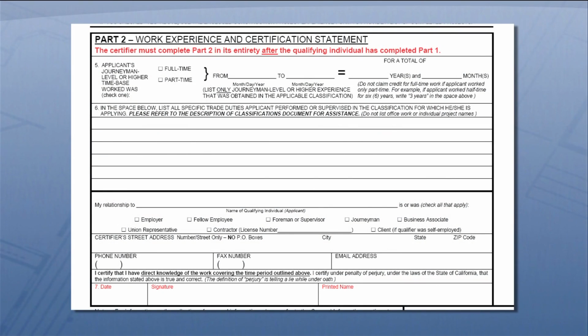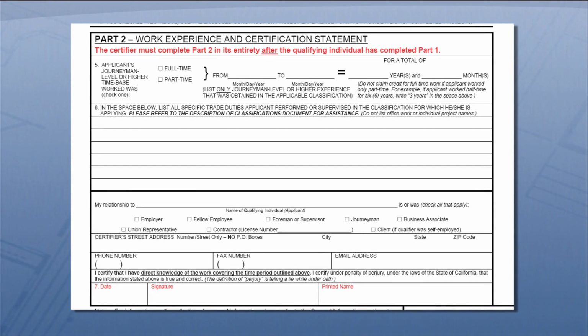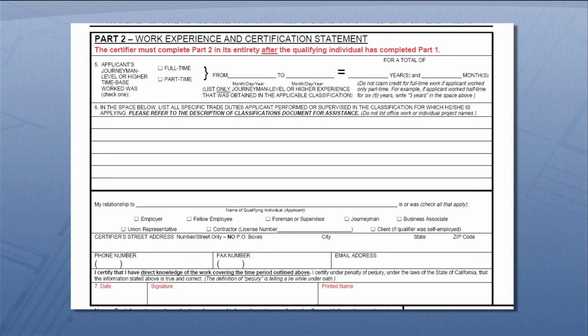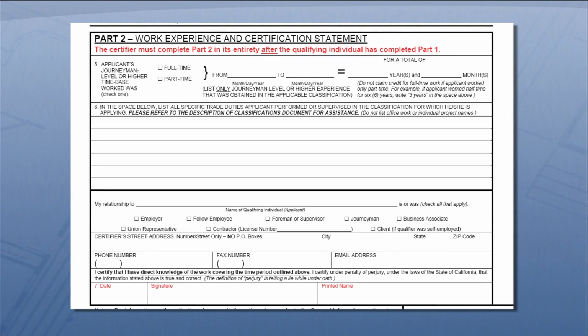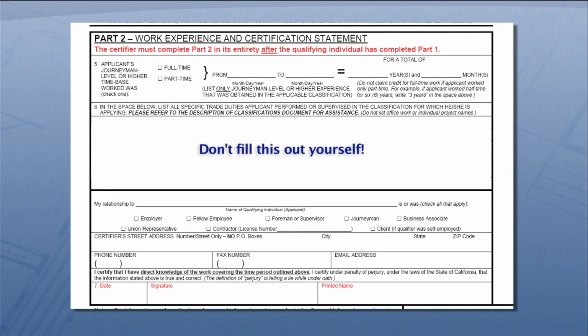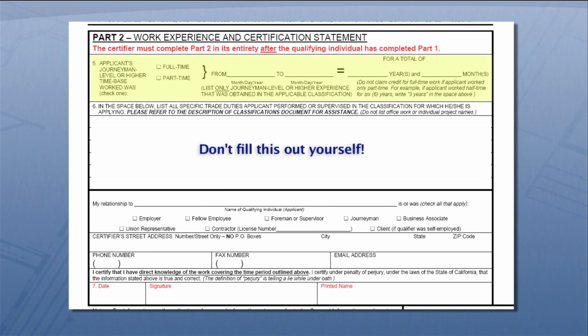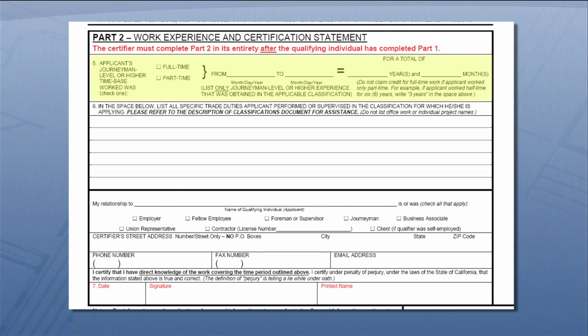Part 2 must be filled out by the certifier, who is a person who has direct knowledge and has witnessed your work experience. It's important that all work experience is in the certifier's own words and that it is completed after the qualifier has completed Part 1. Don't fill this out yourself. For line 5, the certifier must check whether the qualifier was a full-time or part-time employee. The certifier can only check one. If the qualifier was in between full-time and part-time employment, they are considered part-time.